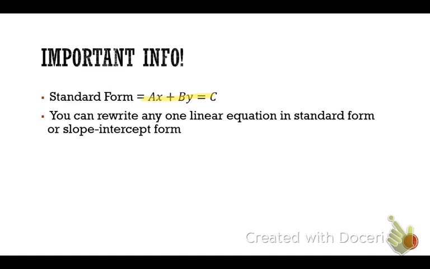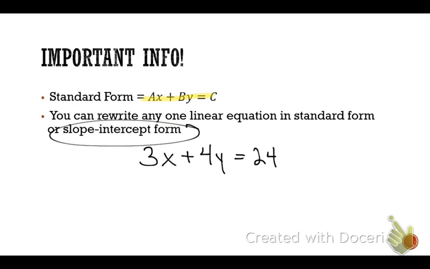So here's the equation: 3x plus 4y equals 24. Standard form says the x and the y term are on the left side of the equation, and then the number by itself. That's what standard form means. So instead of it being in standard form, we can rewrite it in slope-intercept form, and that's one of the ways that we can graph it.